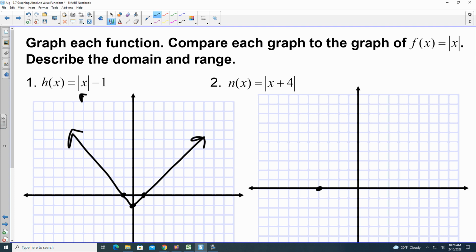If I went an x coordinate to the left, which would be like negative 5 plus 4 is negative 1. Negative 1 absolute value is positive 1, so I get negative 5 comma 1 is a point on the function. And if I went to the right, I got what, negative 3? Negative 3 plus 4 is 1. Absolute value 1 is 1. And this would be my absolute value function for n of x is equal to the absolute value of x plus 4.